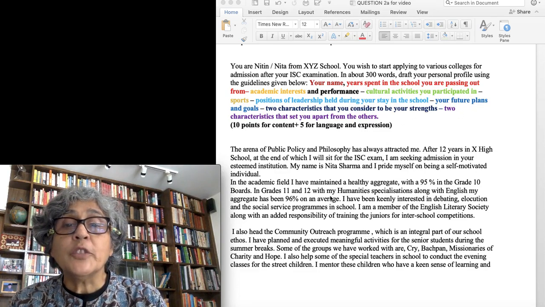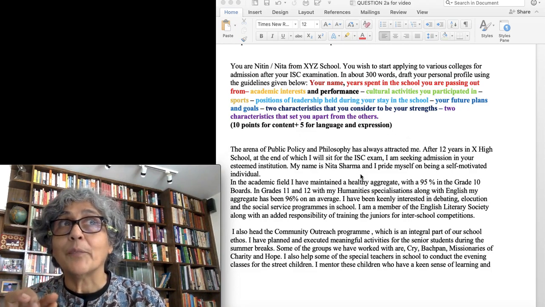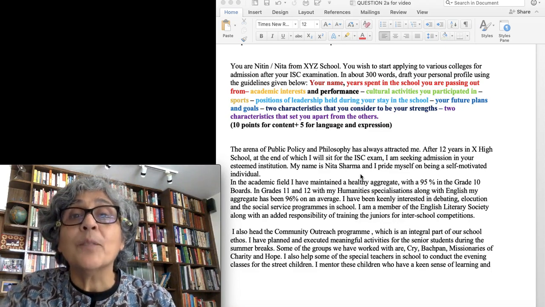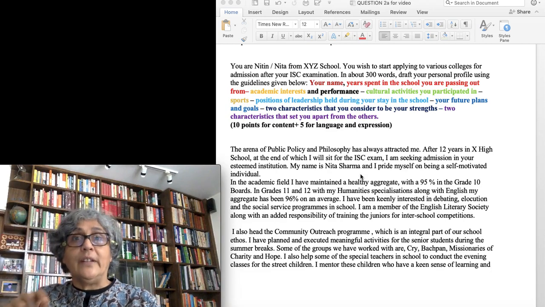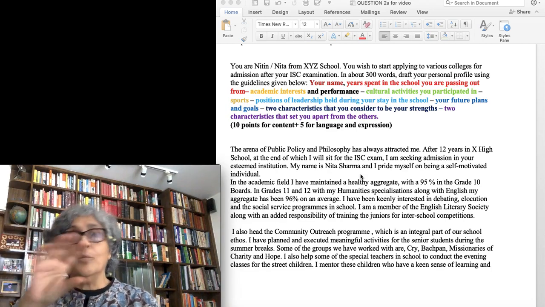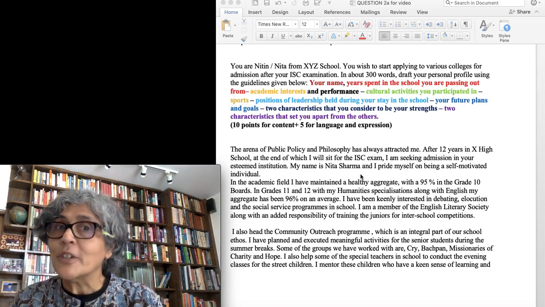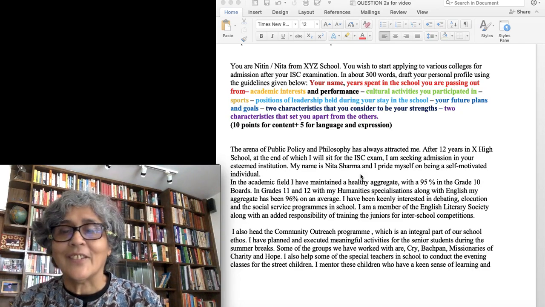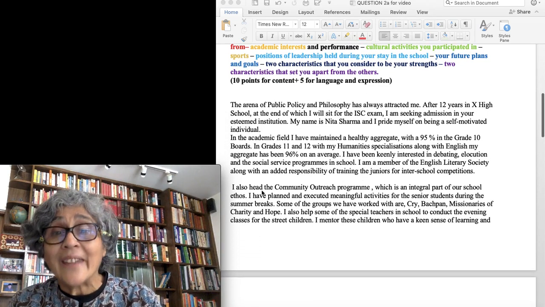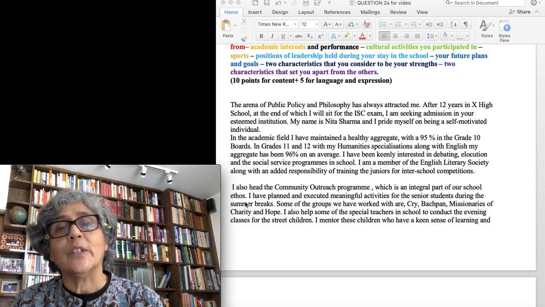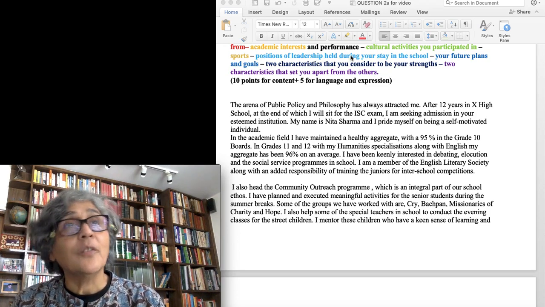If you see your future plans, public policy and philosophy, in the first sentence you have already written something about it. Now, why have I written it this way? It doesn't mean that as the points are given, you have to write it in that order. You could put it in a very good sequence, or according to your idea. I also head the community outreach program, which is an integral part of our school ethos. So this is the position of leadership.